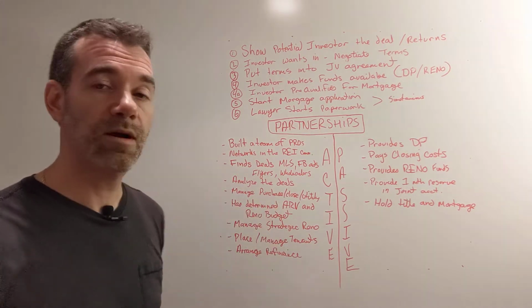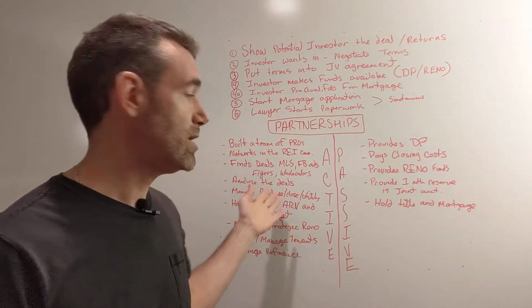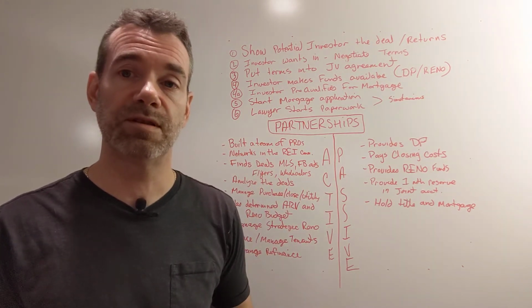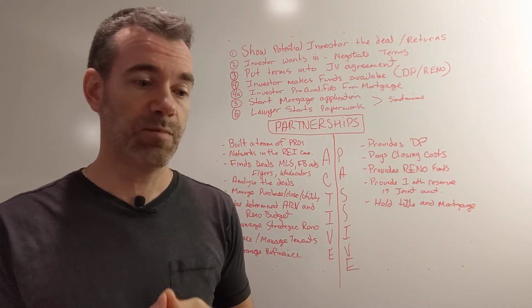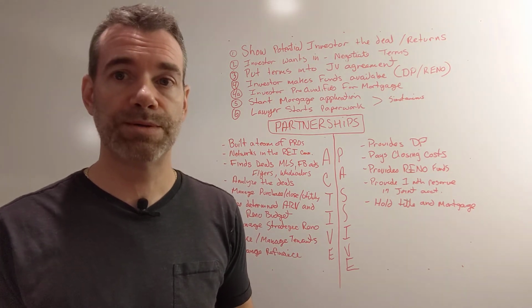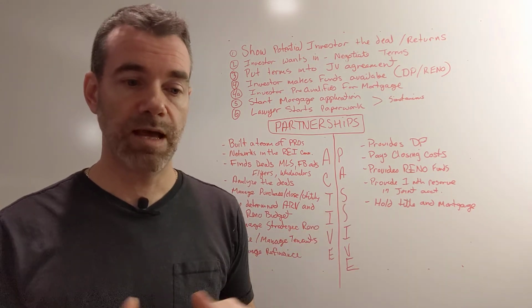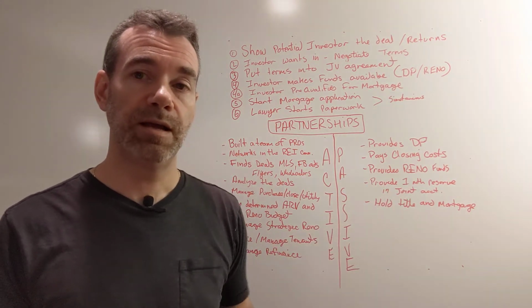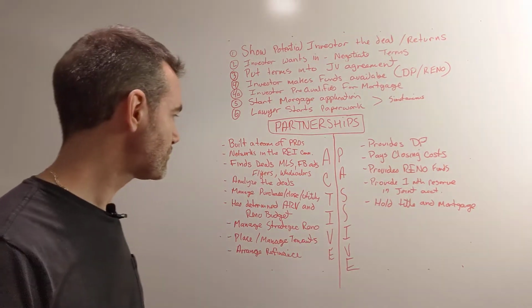Then when we find the deal, we manage the process. We manage the closing process, the purchase, the close, and the utility transfers and things like that. Dealing with the paperwork, the realtors, the lawyers, etc. Manage all that. May need a few signatures from the passive partner, and I'll explain why in a second.